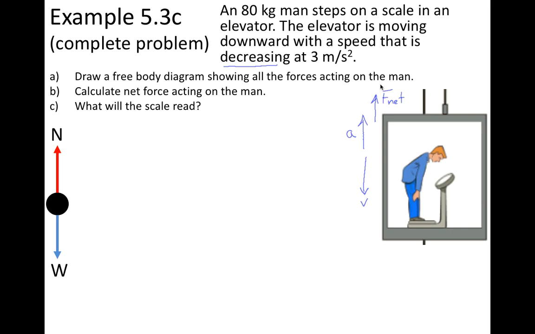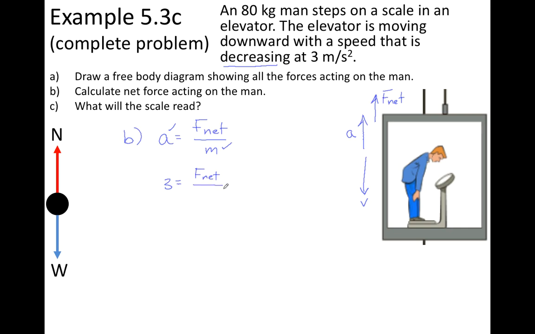Part B wants us to calculate the net force acting on the man. So to do this, we're going to use Newton's second law. Newton's second law says acceleration is net force divided by the mass. And I know what the acceleration is, I know what the mass is, so I can calculate the net force from this. The acceleration is given as 3.